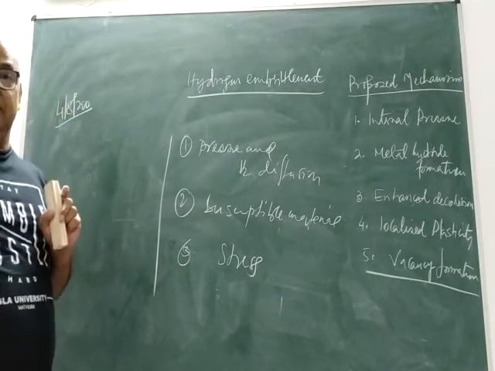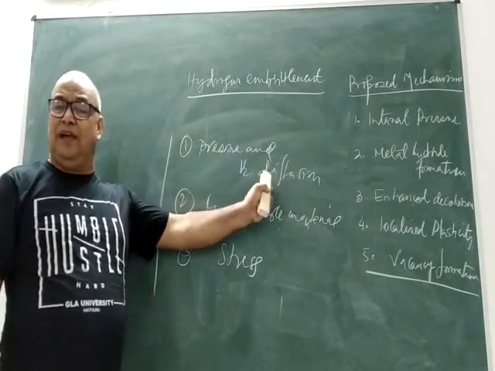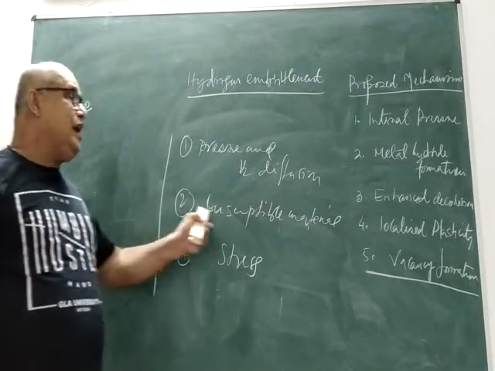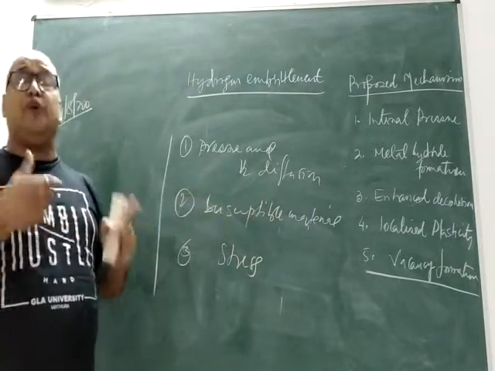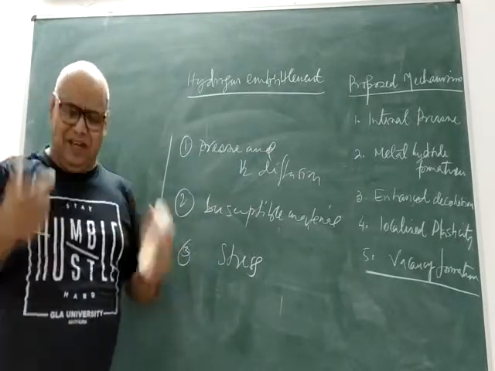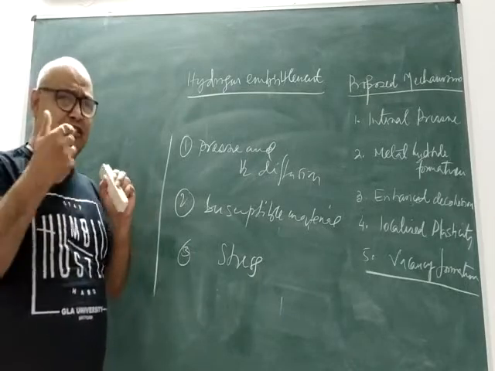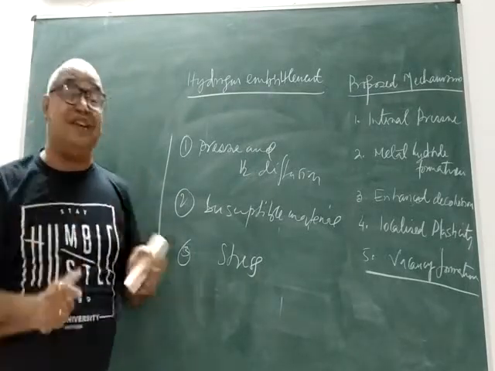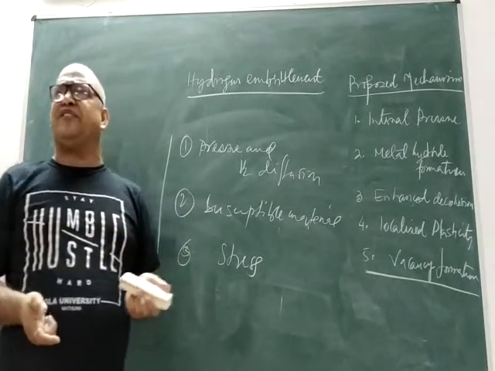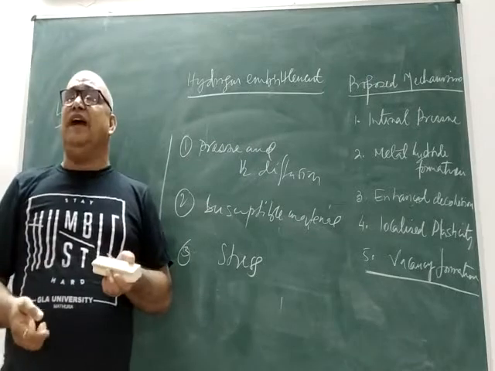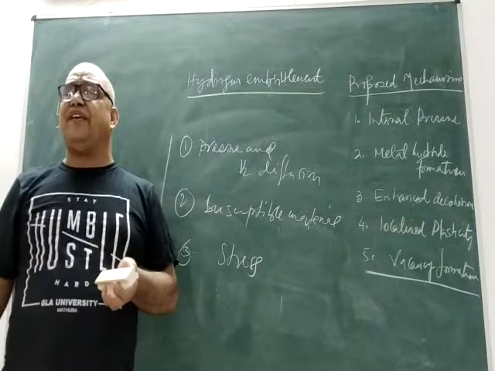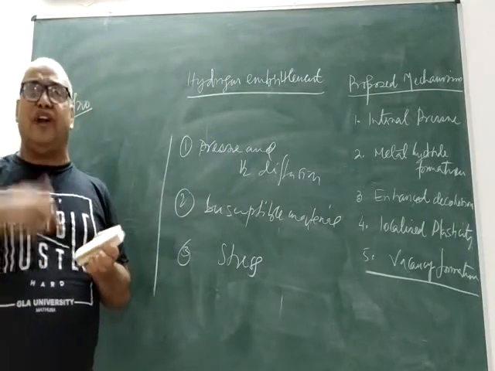Number 1, presence of hydrogen is a must, and diffusion of hydrogen has to take place. Number 2, the material we are going to use must be susceptible to hydrogen diffusion. And number 3, the metal or metallic structure which is exposed in the hydrogen environment must have stress. I am referring to internal stress or external stress. Internal stress is tensile stress or residual stress, and external stress is what we sometimes apply externally, like welding.